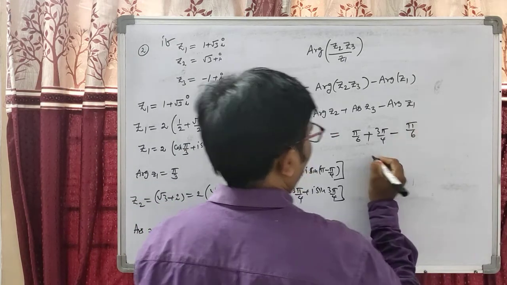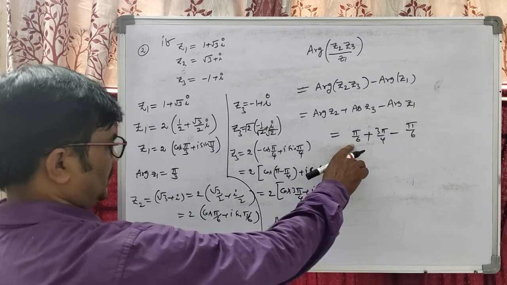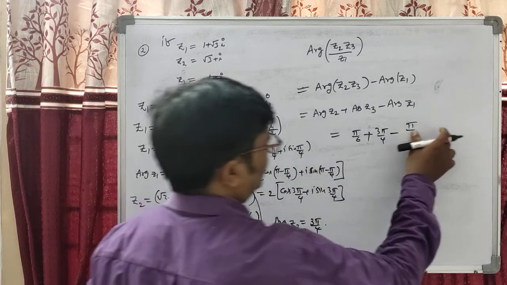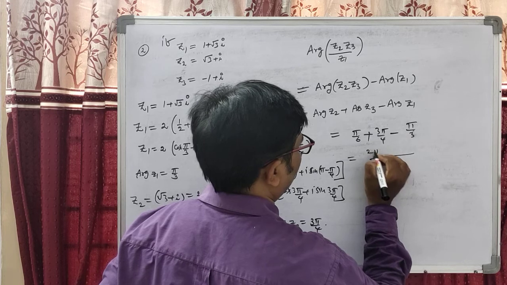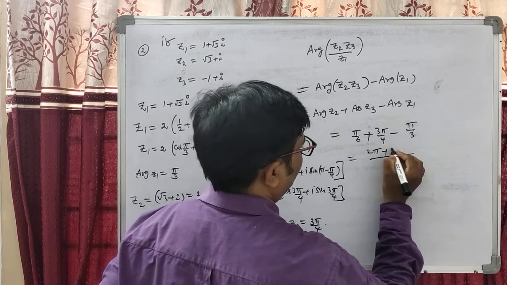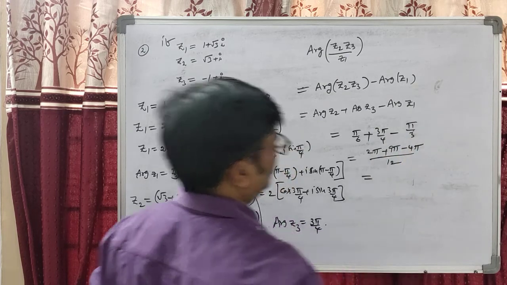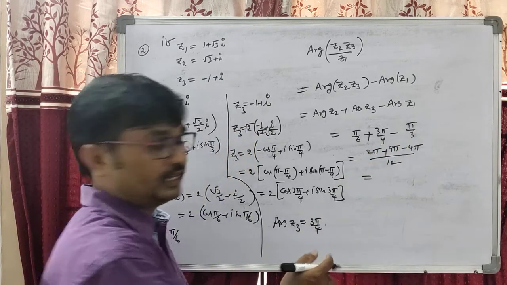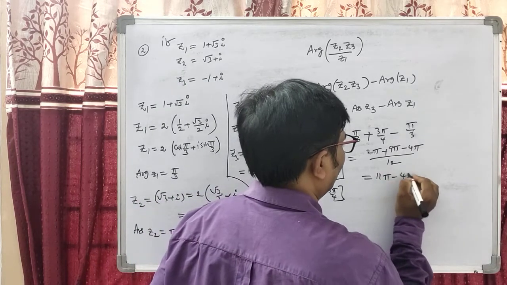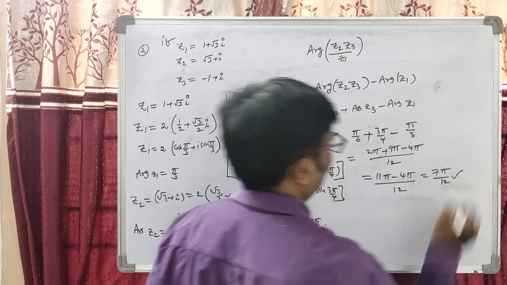So students, what is the argument here? Z2 is pi by 6, Z3 is 3 pi by 4, Z1 is pi by 3. So students, the LCM is 12. Six 2s are 2 pi, four 3s are 3 into 3, that is 9 pi, minus three 4s are 4 pi. So how can you write this? 11 pi minus 4 pi by 12. This is 7 pi by 12, which is the answer.